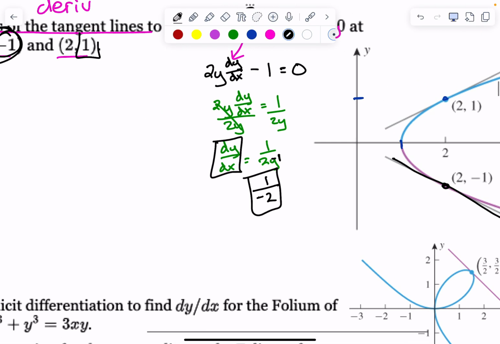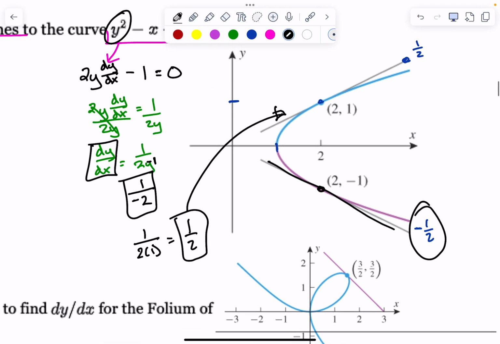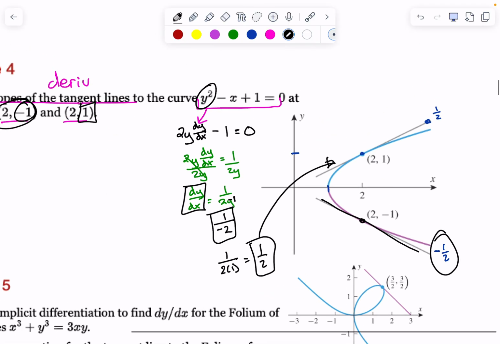If I plug in positive 1 at 2, 1, that is 1 over 2 times 1, which is 1/2. That's positive 1/2. That's the slope right here, which is what we guesstimated. Mind blown. Boom. That was actually easy. That was way easier than yesterday's, because the derivative was easier.